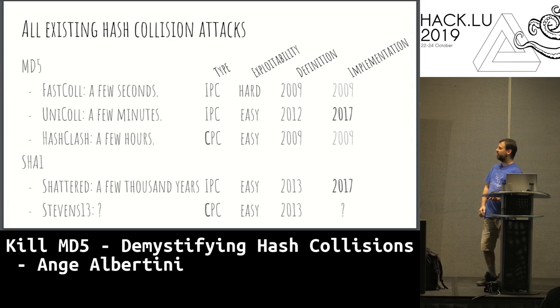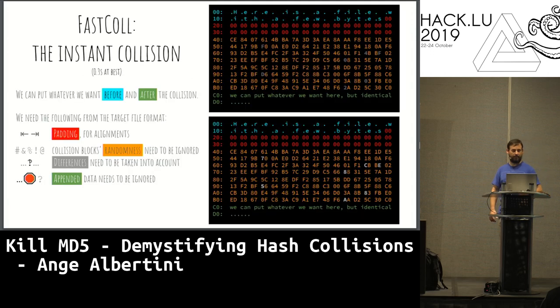So FastColl takes a few seconds. It's very hard to exploit, but it's instant. UniColl is more powerful and takes a few minutes, and HashClash, a chosen prefix collision, is almighty, but takes a few hours. And on the other hand, for SHA-1, well, it still takes a few thousand years, so I'm not sure any of us is going to compute another prefix. But it was computed once in 2017 by Google.